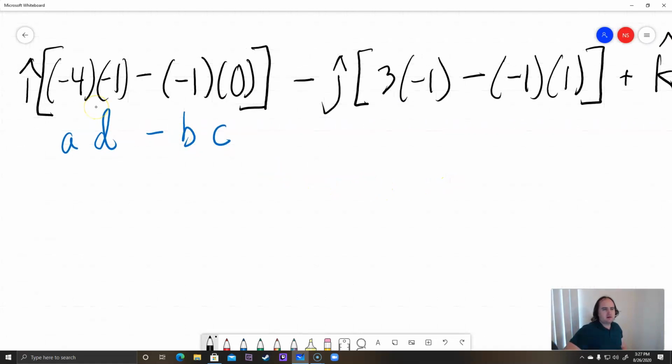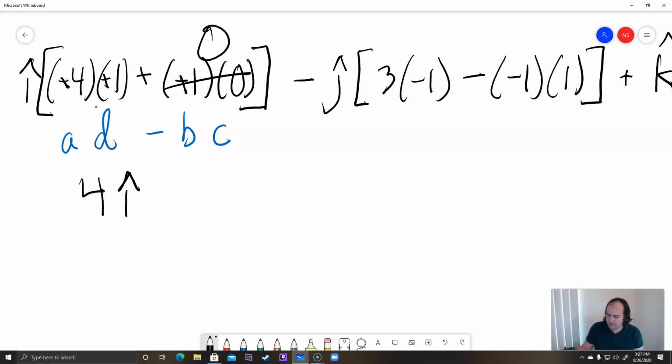So simplifying, our first determinant here is going to be i times, well, I can cross out some of these minuses. Those two minuses cancel out, those two minuses cancel out, and this is a 0. Okay, so for our first determinant, we actually just have 4i.